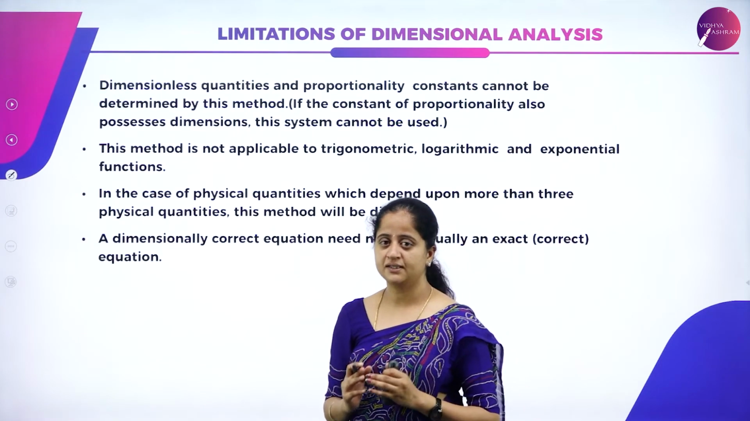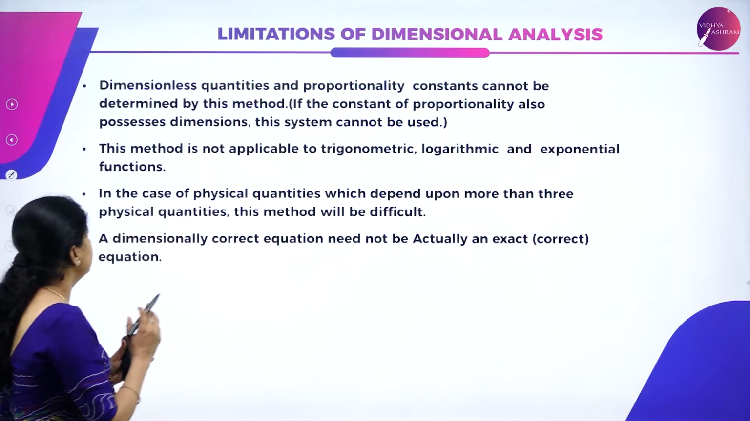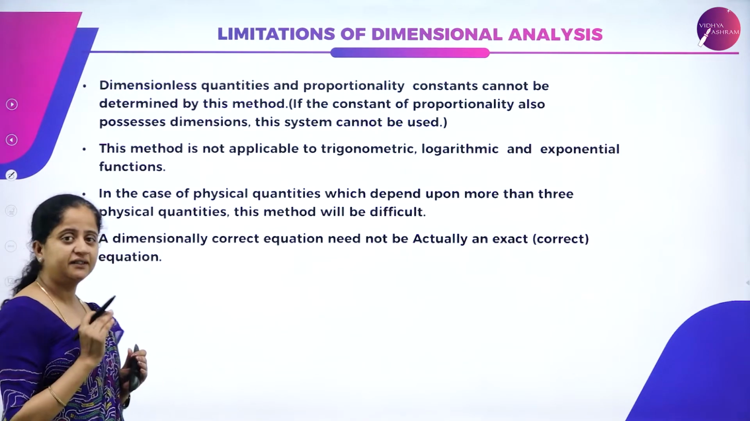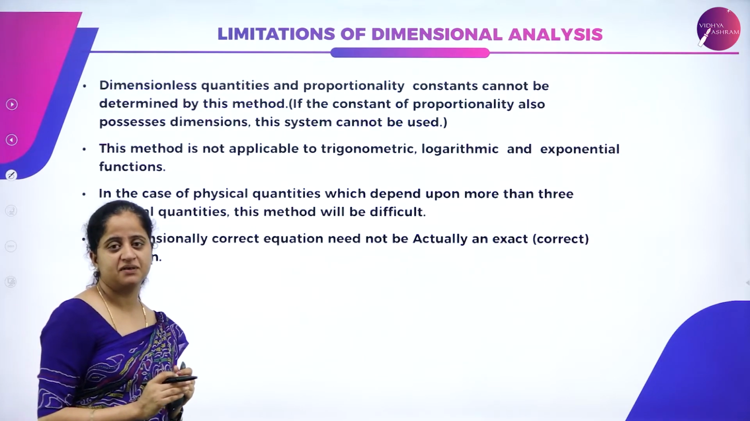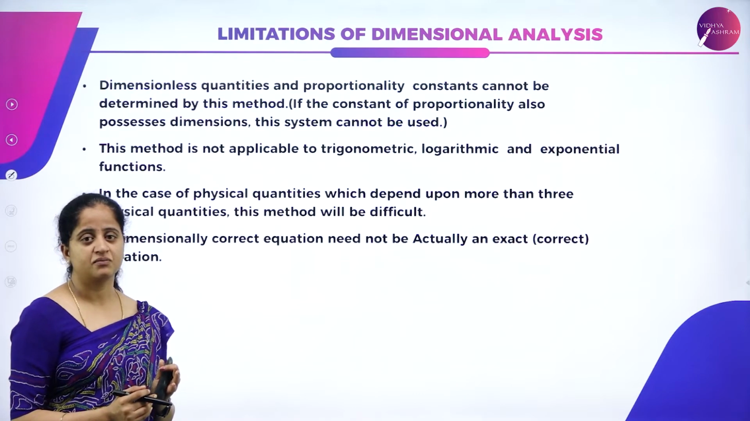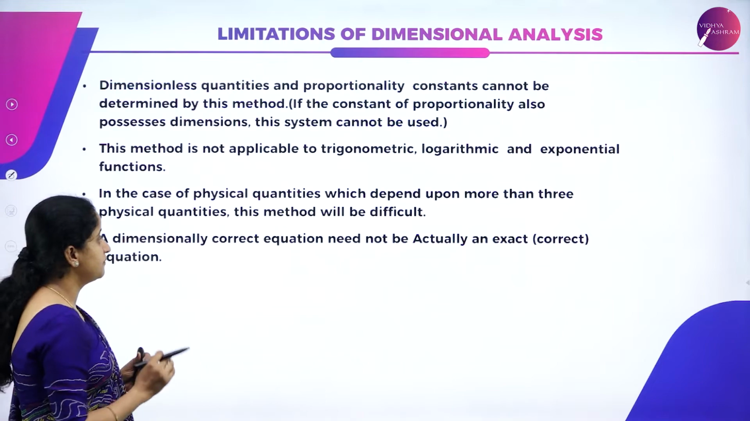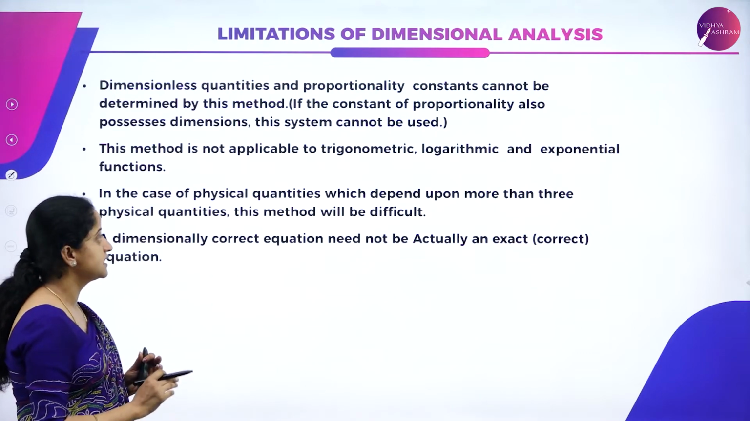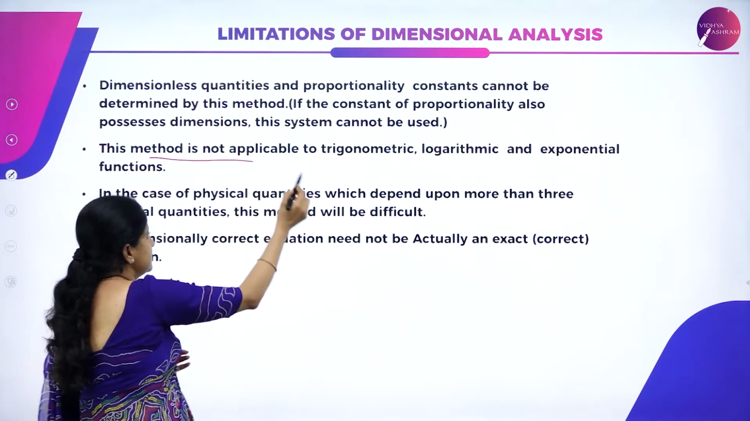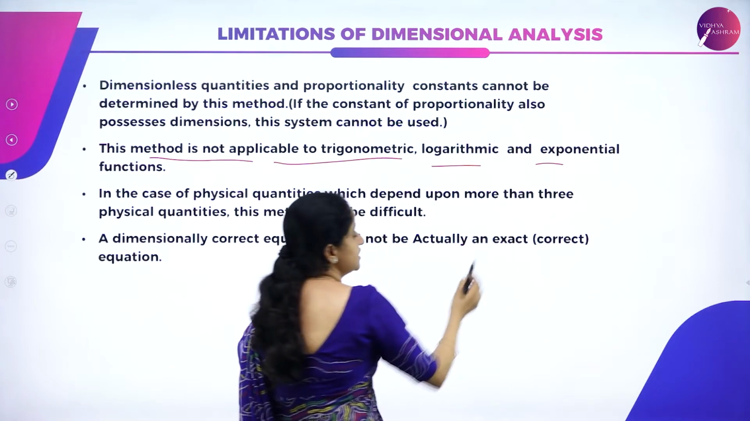Let us see what are the limitations of dimensional analysis. So the first one is that dimensionless quantities and the proportionality constants cannot be determined by this method. For proportionality constants, we cannot write the dimensional formula for a few of them. So if the constant of proportionality also possesses dimensions, this system cannot be used. Next, this method is not applicable to trigonometric functions, logarithmic and exponential functions.